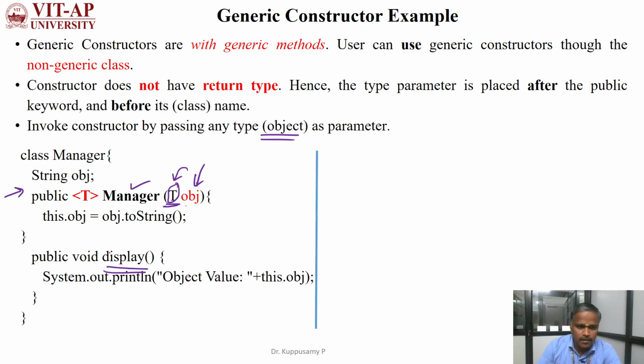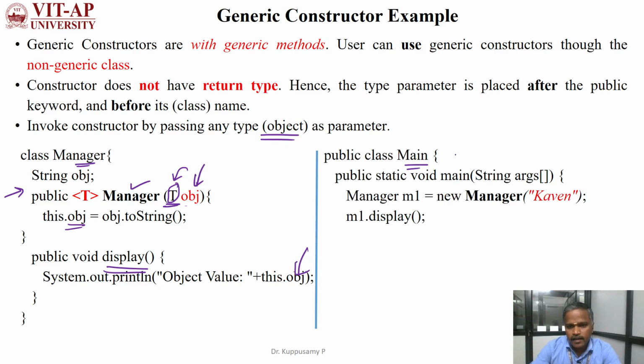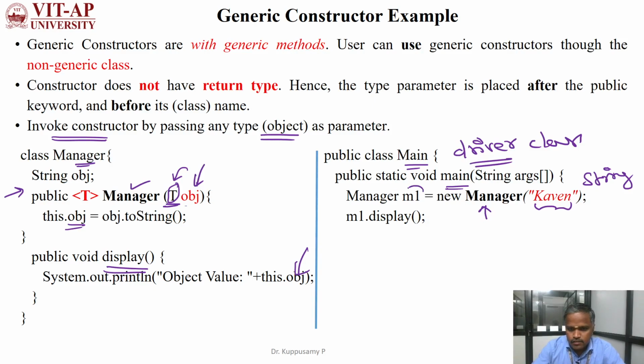We are using a display method inside the class to display the value which is available in the variable obj. Then I am using the driver class to define the main method. Inside the main method, you see I am invoking the constructor by passing any type of parameter. Here I am passing a string data type value, Kevin. So this is stored in m1.